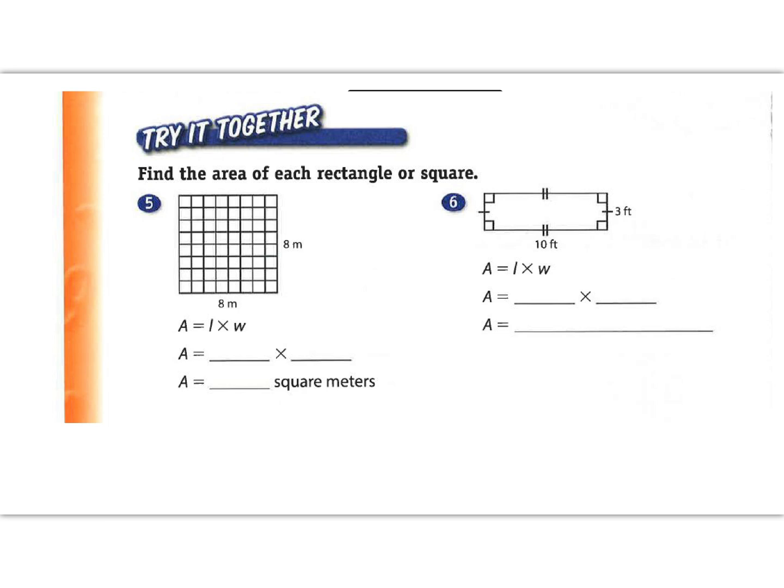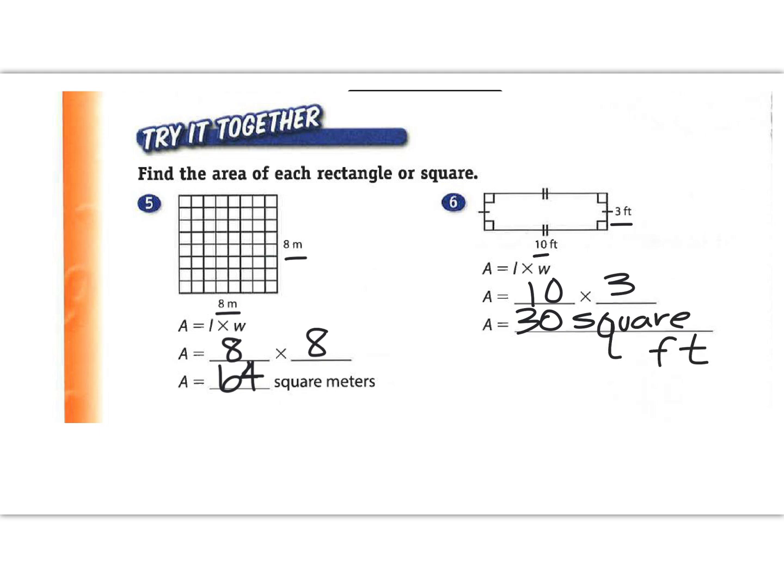All right, this says find the area of each rectangle or square. So here we have number 5 is a square because it has the same 8 meters by 8 meters. So length times width, 8 times 8. 8 times 8 is 64. And then here we have a rectangle again, length times width, 10 times 3. 10 times 3 is 30. And then notice it didn't give us our units here, but we would write square feet. Or you could write it like this, 30 feet squared. Either way is fine.